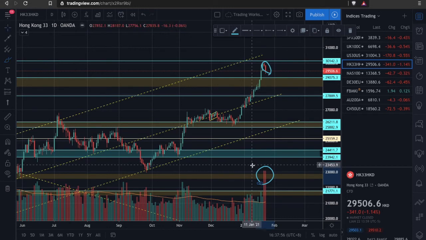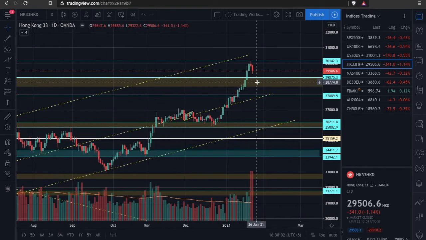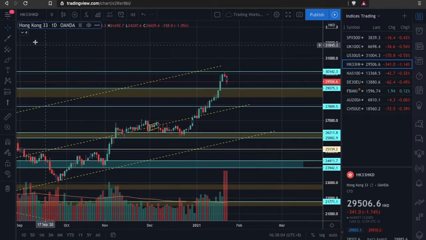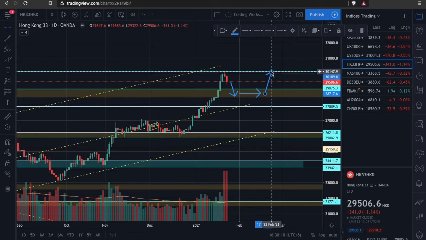So if you're looking for a long, right, don't long blindly on any green candle, right? If you're looking for a long, at the very least, wait for the market to come back to this region, and if it goes sideways, then you're in a good place to open a long up to 30K.